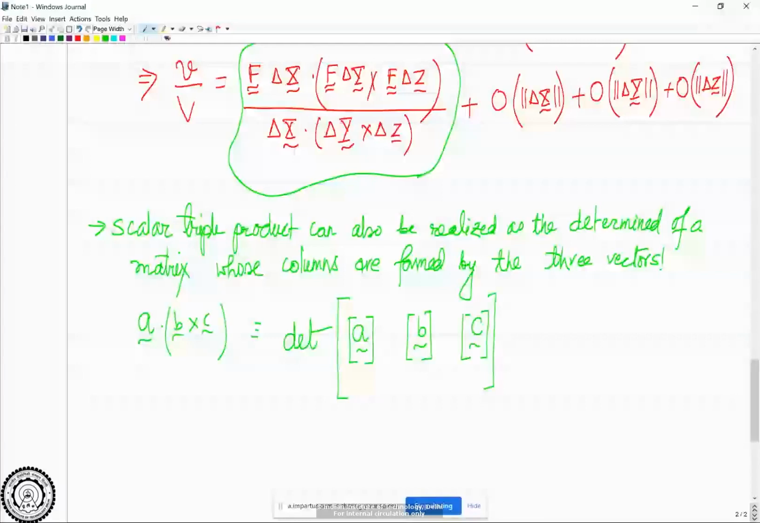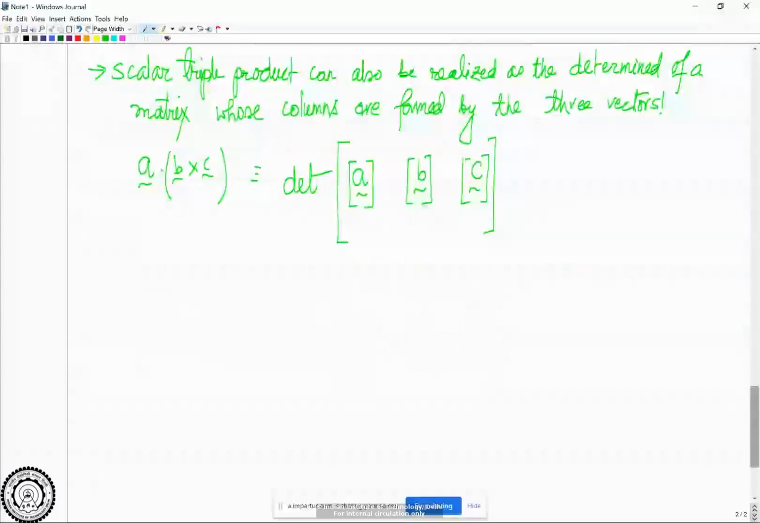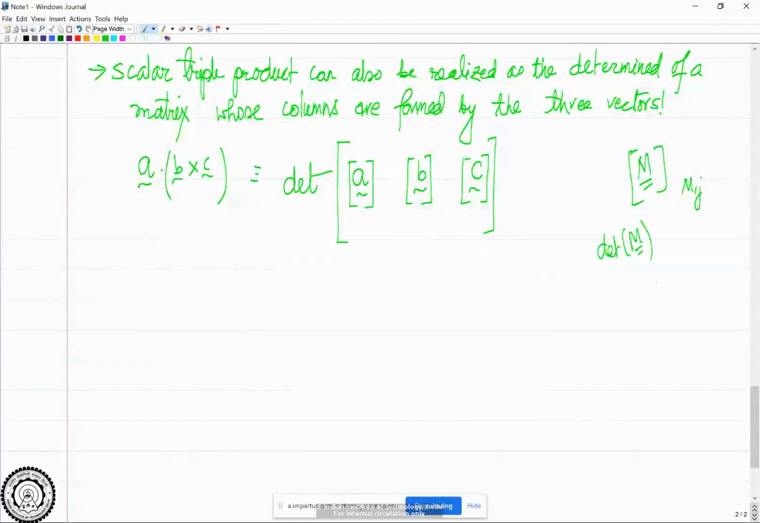Can you prove it using indicial notation? What do you think? Can you prove it? So do you remember the formula for determinant? If your matrix is, let's say, some other matrix, suppose it's a matrix big M whose components are Mij, then determinant of big M, if you recall from the first class, it's epsilon ijk Mi1 Mj2 Mk3. Okay, can you recall this formula?